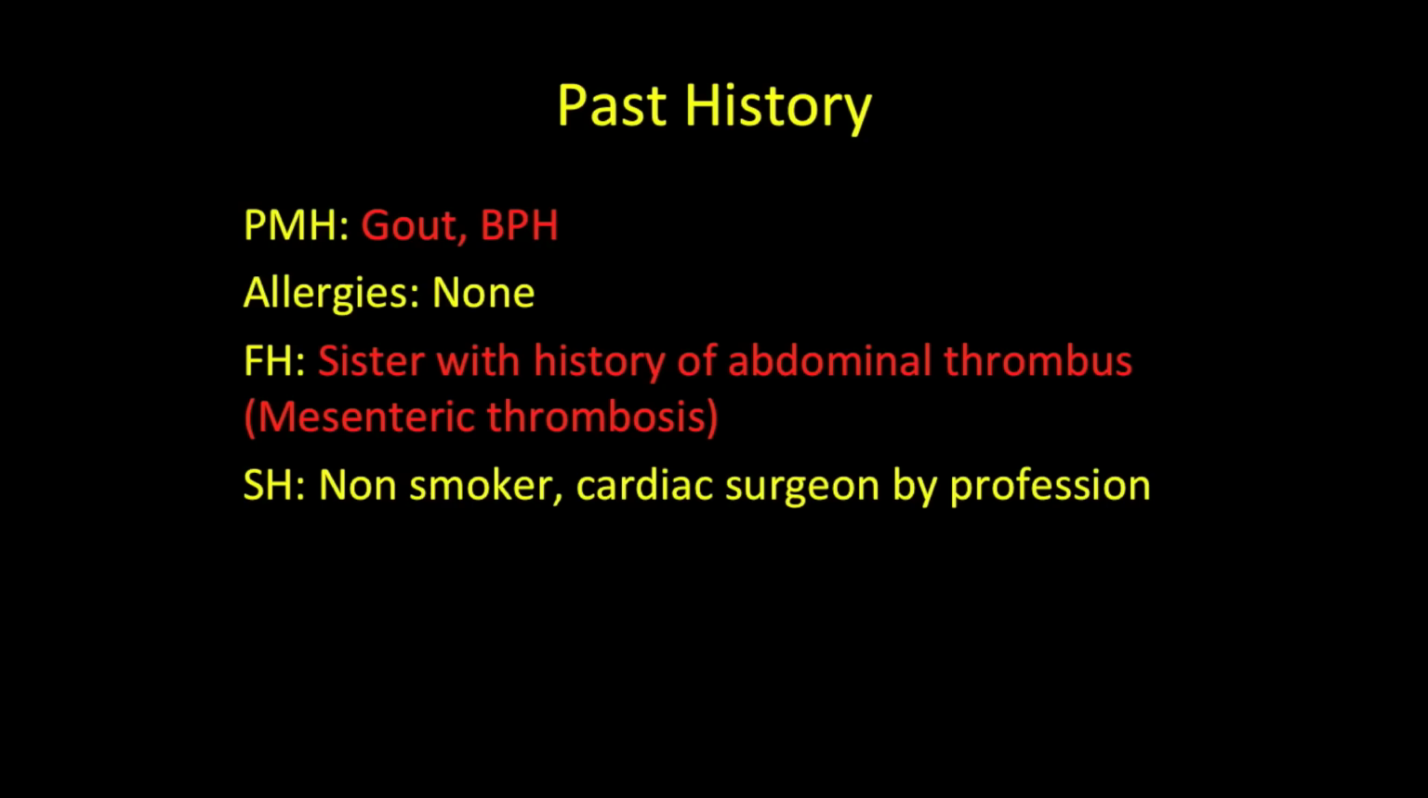In terms of past history, the patient had a history of gout and BPH, had a sister with a history of abdominal thrombus and mesenteric thrombosis possibly. The patient was a non-smoker and was a cardiac surgeon by profession.